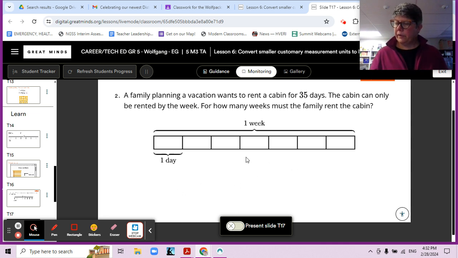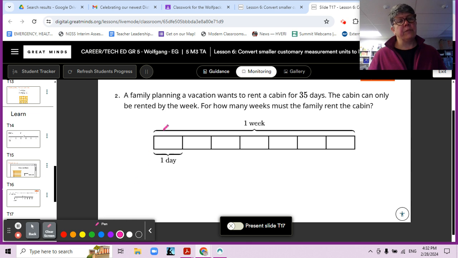Okay, so here we have our tape diagram showing that there are 7 days in a week, right? And if there's 7 days in a week, then each day is what fraction of a week? It is 1/7, right? Okay, so 35 times 1 day, right? 35 times 1 day. All I'm doing is expanding it out.